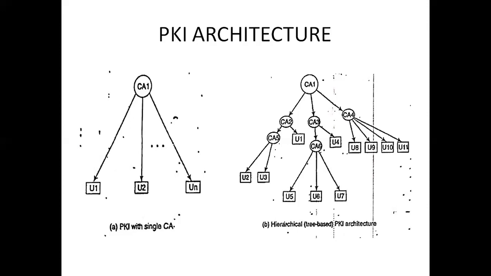Suppose in this figure of the hierarchical tree-based architecture, U1 needs U5's public key. U5's certificate is signed by CA6. First, U1 may not have CA6's public key to verify its signature on U5's certificate. Moreover, U1 does not have a trust relationship with CA6. So instead of a single certificate issued by CA6 confirming U5's public key, U5 would have to provide an entire chain of certificates as follows.